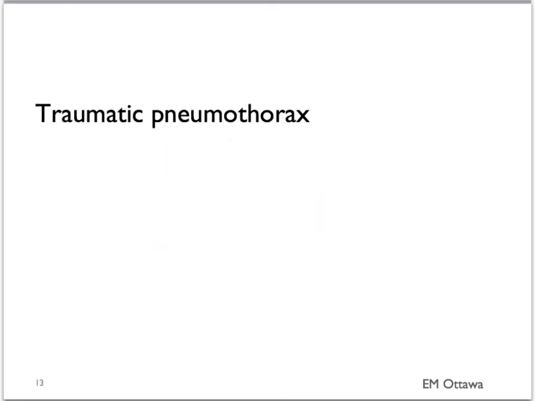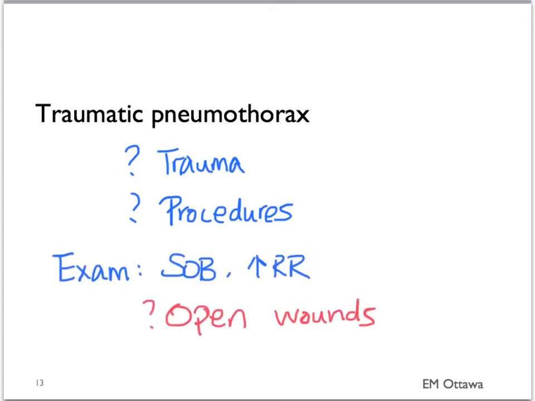In traumatic pneumothorax on history, you will want to ask about the history of procedures and trauma. On examinations, besides the signs that you see in patients with spontaneous pneumothorax, we should also look for open wounds.